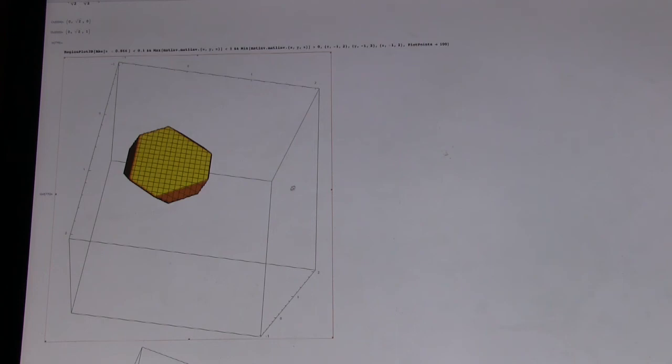But the other thing she talked about were 3-dimensional slices of a 4-dimensional cube. And that's what we're going to look at next.